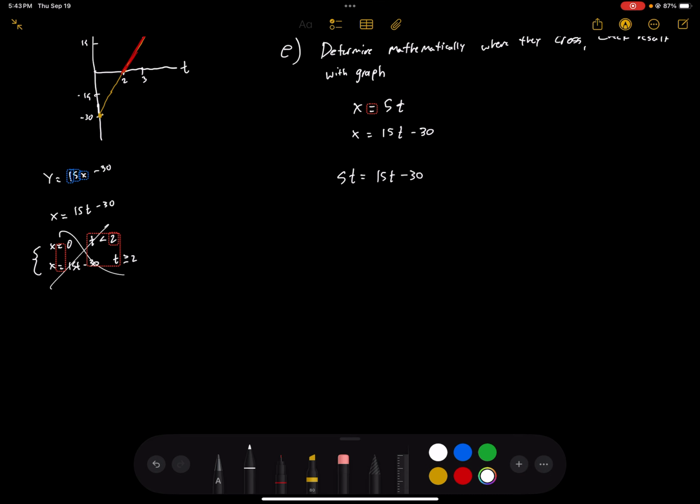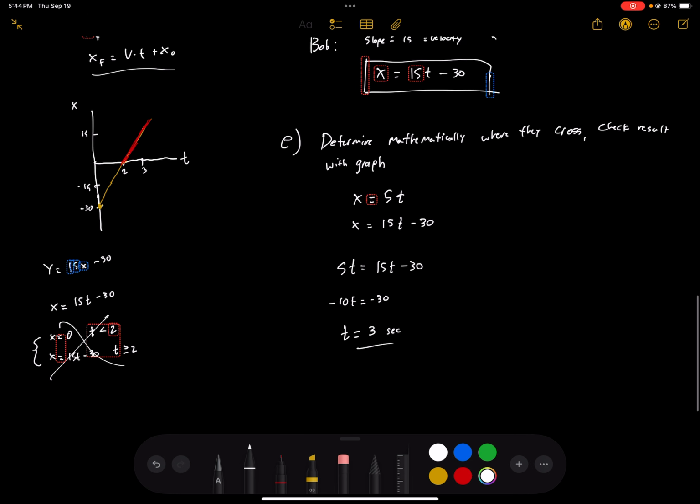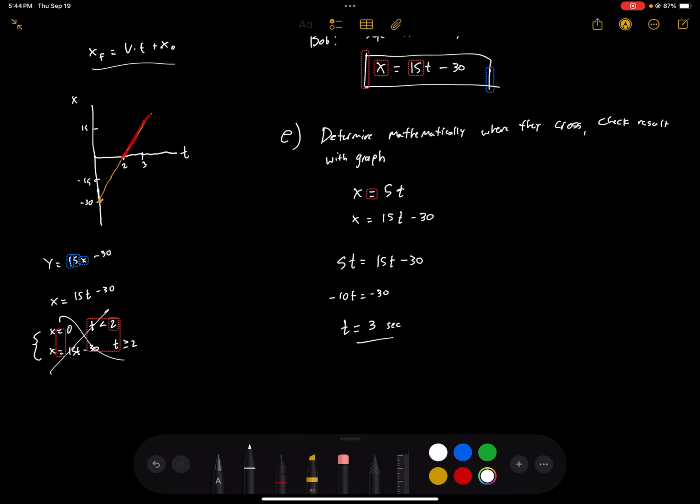All right, so solving this equation, let's say I subtract 15t from both sides. I end up with negative 10t is equal to negative 30. Divide both sides by negative 10. I get t is equal to 3. So at 3 seconds is when they meet. And then what I can do is plug that into the original equation, either one, it doesn't matter, to figure out what the x value is. So I know the t value when they meet is 3 seconds. To figure out the x value, I'm just going to substitute that into the first equation. So 5 times 3. All right, and I get 15 meters.